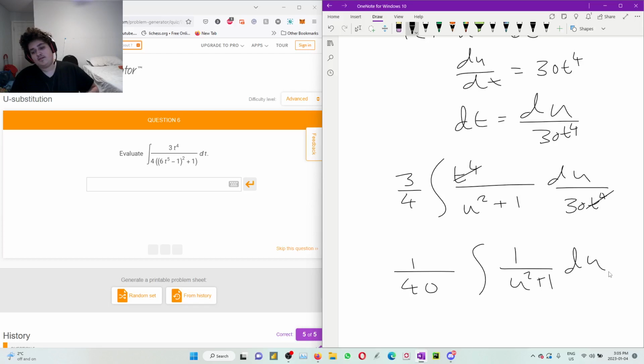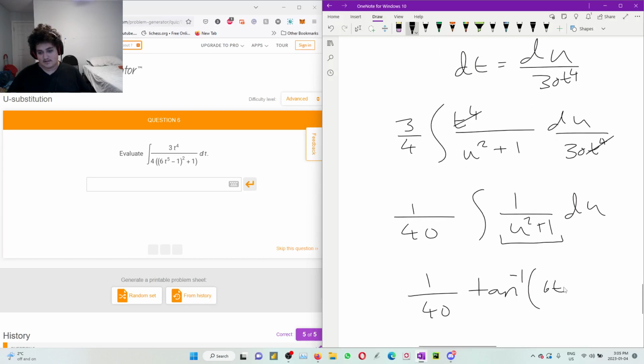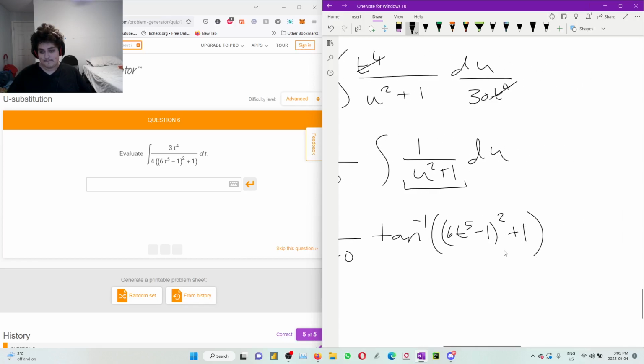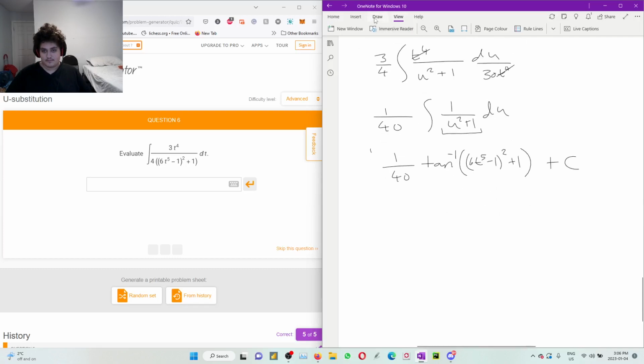Now, this is another trigonometric identity. I'm pretty sure that this is just the derivative of arctangent. I'm not going to get into the proof of it right now, but I'm just telling you that the derivative of arctangent is 1 over u squared plus 1. That's why we're going to have arctangent. And u squared plus 1, I'll just plug this in already. 6t to the 5 minus 1 squared plus 1. Yeah, plus c. That's our answer. I'm going to zoom out a bit here so you can see it. This is our final answer.